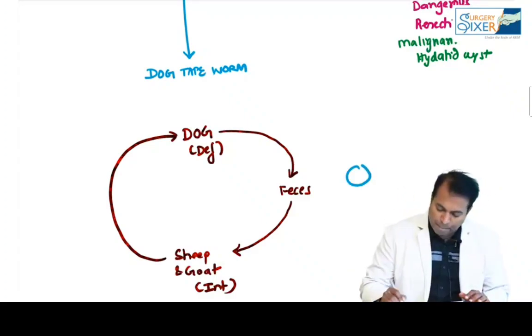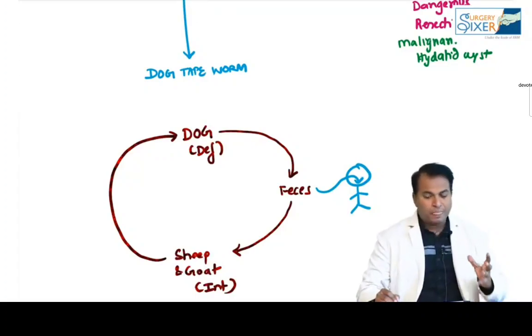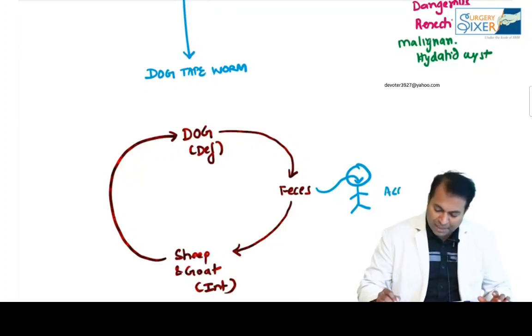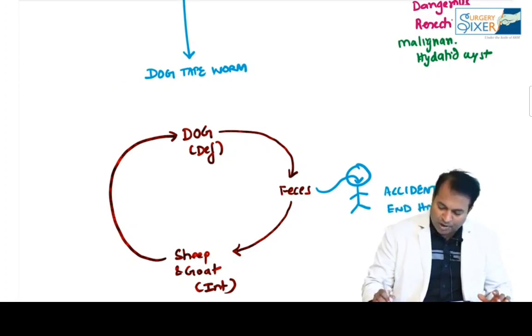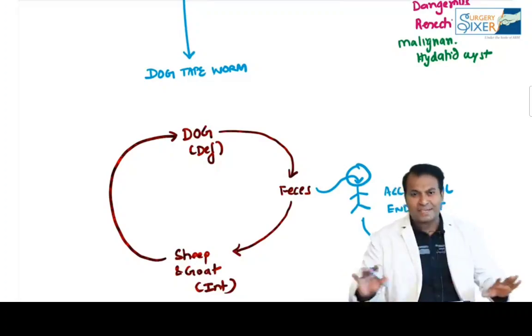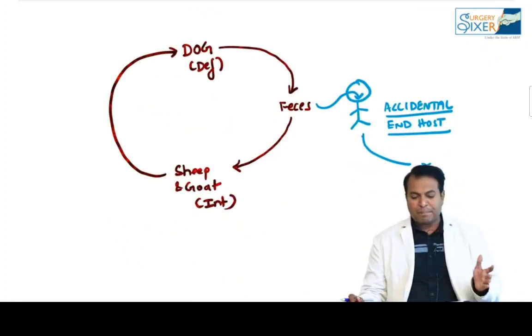One day accidentally the man consumes the feces of the dog containing the cyst, by handling and fondling the dog. The cyst enters the man and man becomes an accidental host, also known as end host. It will not spread from one man to another man, it will end in that man itself. That is why it is known as accidental host or end host. So please remember, dog is the definitive host, sheep and goat are intermediate hosts.